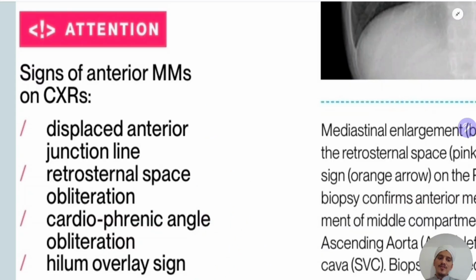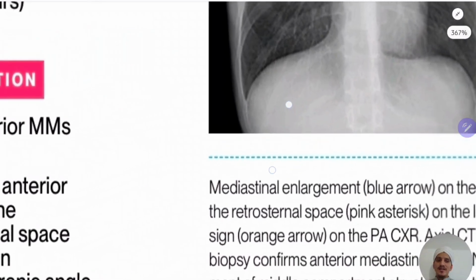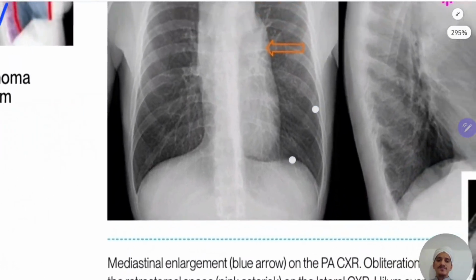Two types of hilum overlay sign. Either the mass will obscure the vessels, the hilar vessels, or it will not obscure. When it obscures, it is in the middle mediastinum. But when it doesn't obscure the vessels, then it is either in the anterior or posterior mediastinum. That is confirmed by lateral chest X-ray and CT scan.